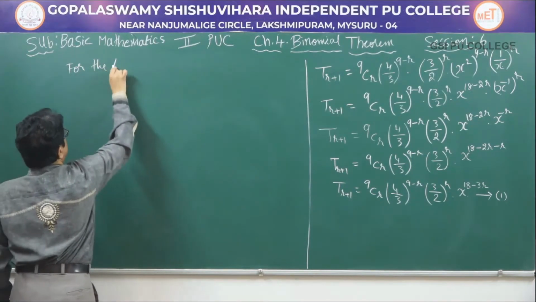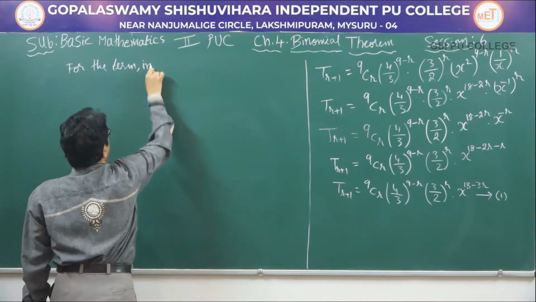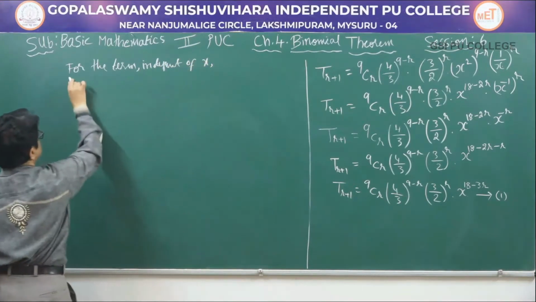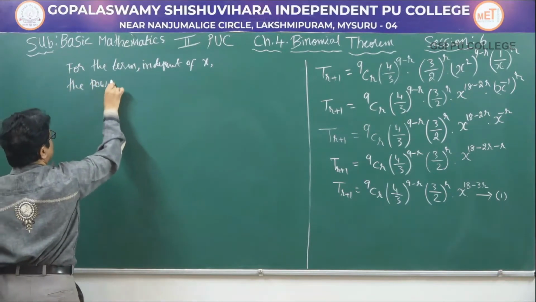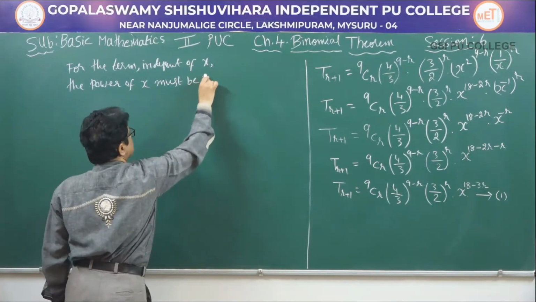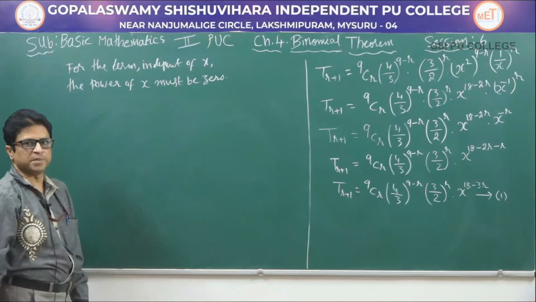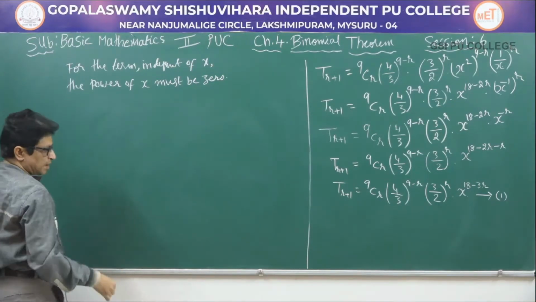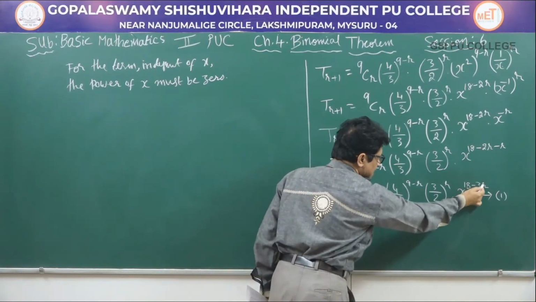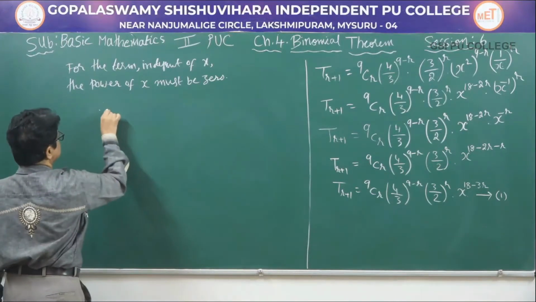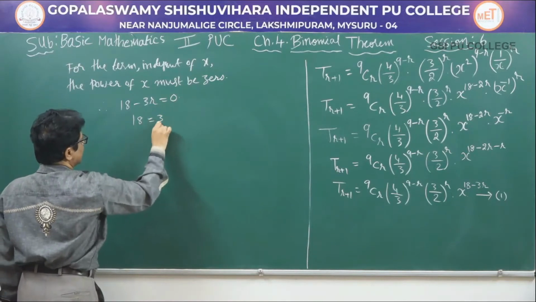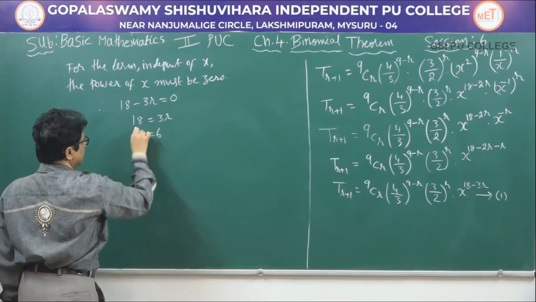For the term independent of x, the power of x must be 0. The power of x in equation 1 is 18 minus 3r. Therefore, 18 minus 3r will be equal to 0. So 18 equals 3r and r will be equal to 6.